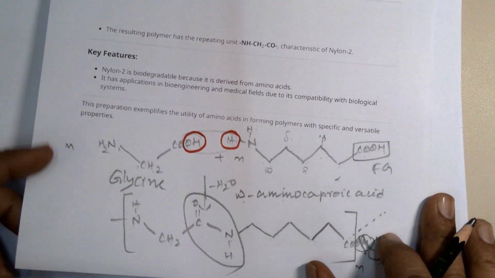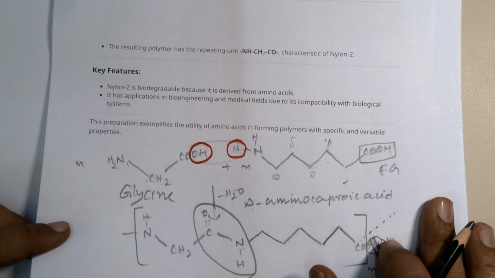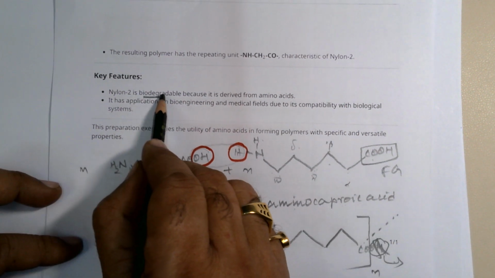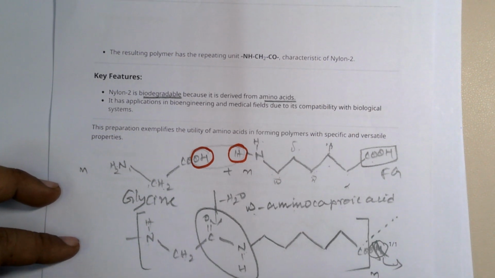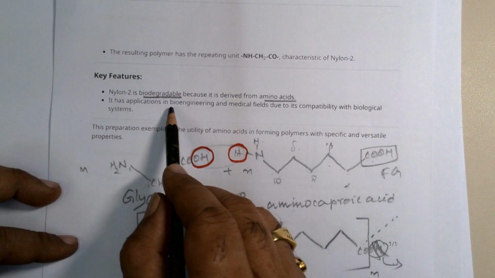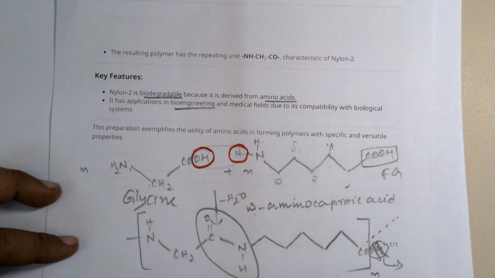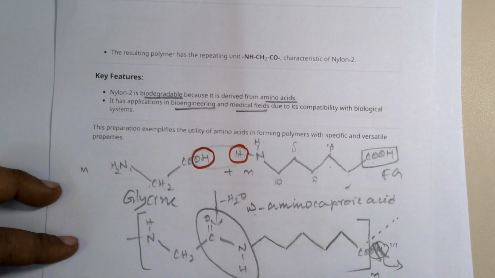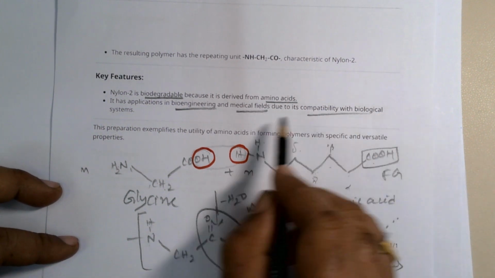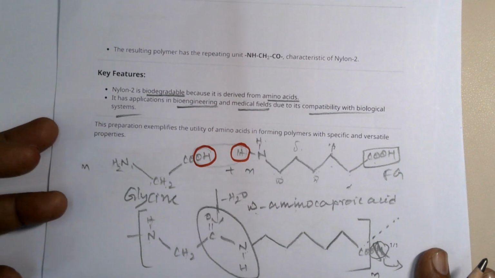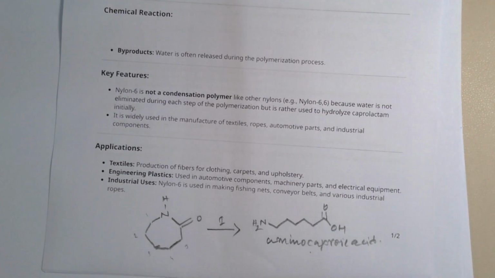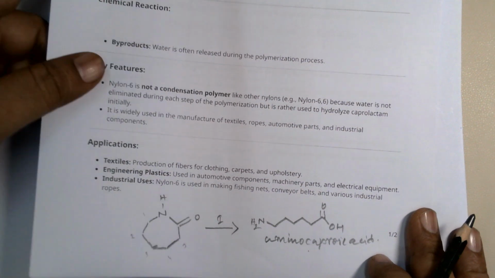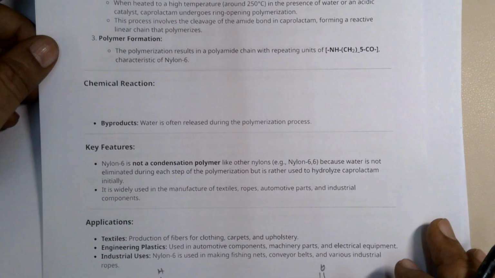Okay. So nylon 2, what is the specialty about this? This is biodegradable because it is derived from amino acid, and that is why nowadays it is employed in bioengineering and the medical field because it is compatible with all biological systems. Okay, right. Then I think we have discussed nylon 2. Similarly, you have nylon 6.